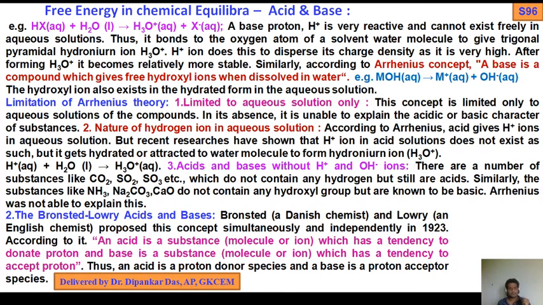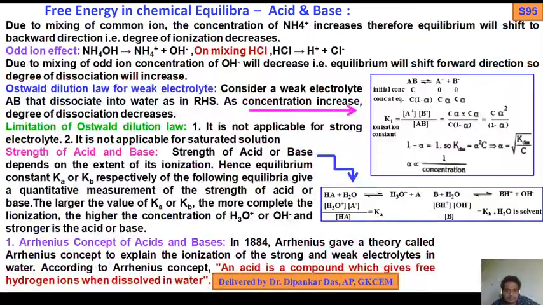So I have discussed the limitations of Arrhenius theory and the concept of Bronsted-Lowry acid and base, and why they define acid and base this way. One is donate proton, another is accept proton. Next, move on to another slide.